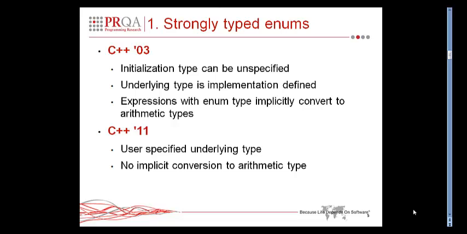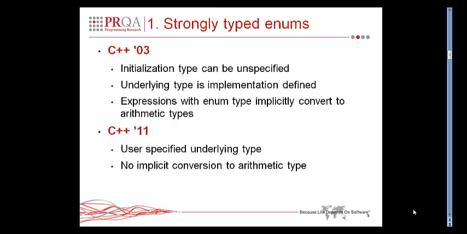The first area I'd like to talk about relates to strongly typed enums. In C++03, the type of the initializer for an enumeration is actually unspecified. And this can lead to situations where it's not clear what the subsequent values of enumerations are. Another problem with C++03 enums is that it's implementation defined what the type of the enum is within the compiler. It only needs to be large enough to be able to store all the values.